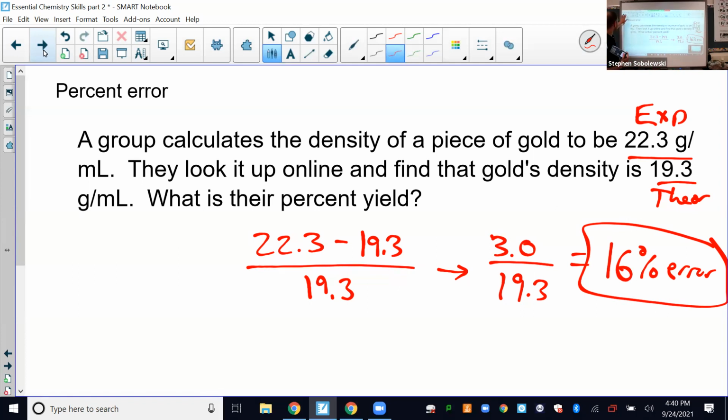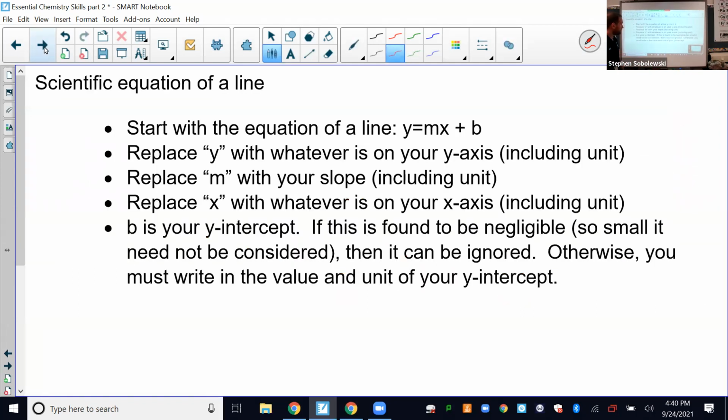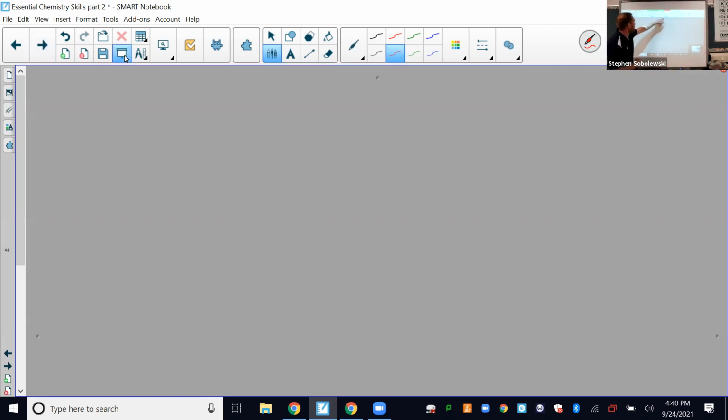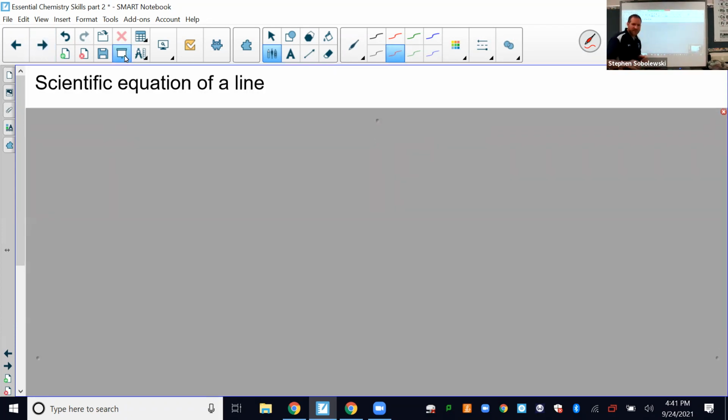Last topic of this video is the scientific equation of a line. Hopefully you have some background in this. I'll go through it fairly quickly here. So what is the scientific equation of a line? It's Wilton science's way of doing this, because I know physical science does this as well. This is probably not something you're going to find in your chem textbook, though. It's probably not something you'll see in most other chemistry classes you take, like college chem classes. This is something we really emphasize here at the high school.